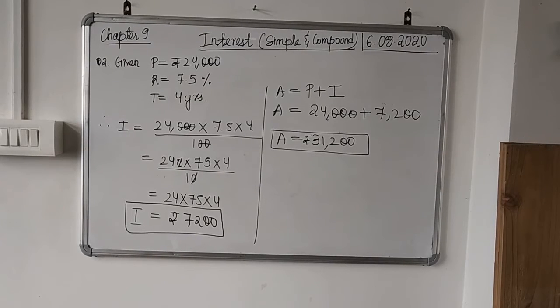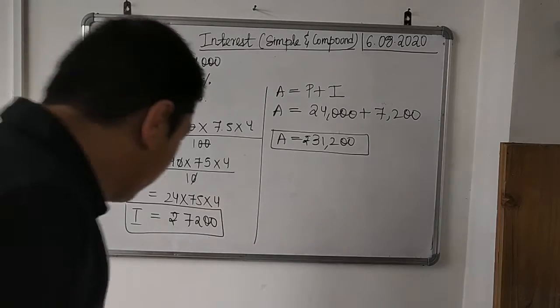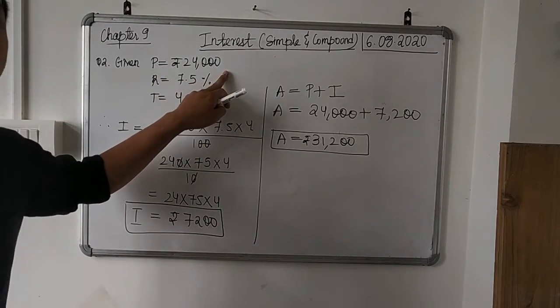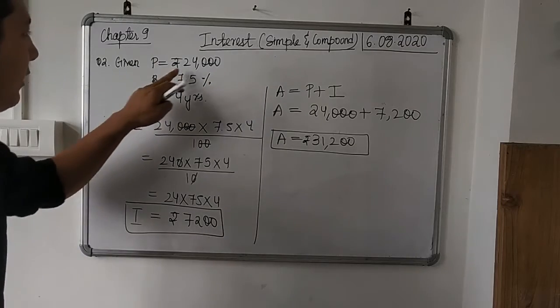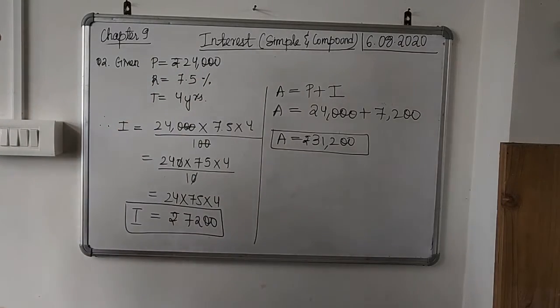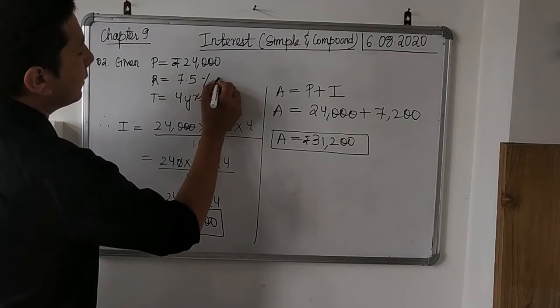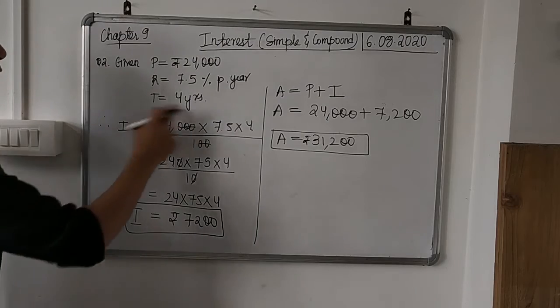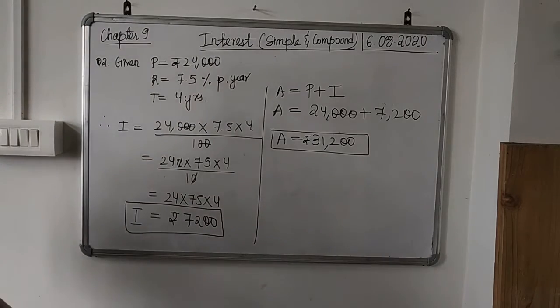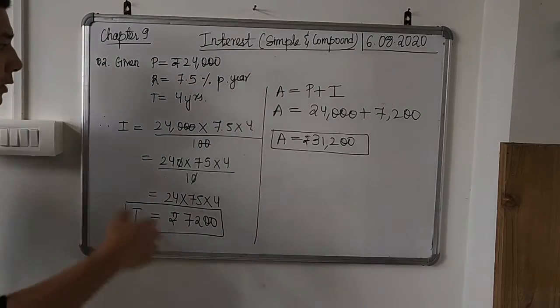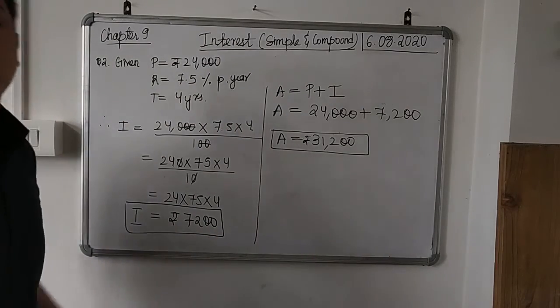Alright boys, let's move on to question number 2. Question number 2 is Rohit borrowed 24,000. Assume that you are Rohit and you are borrowing 24,000 from your friend at the rate of 7.5 interest per year, and time for 4 years. After 4 years, you have to give this money to that person. So how much money do you have to give after 4 years?